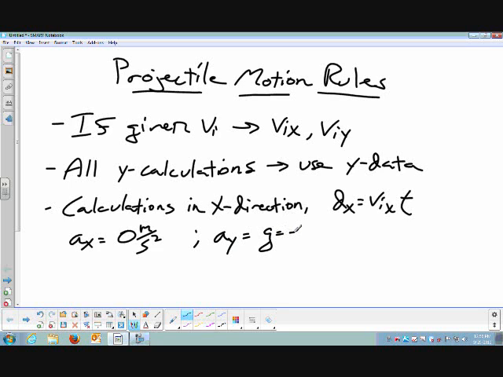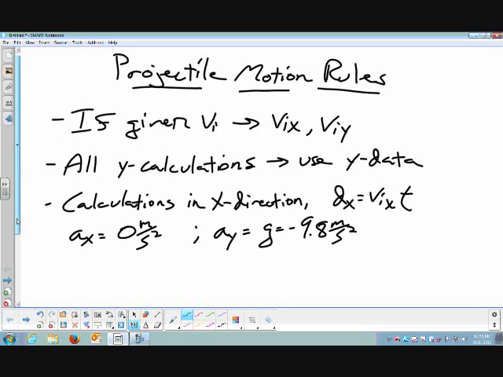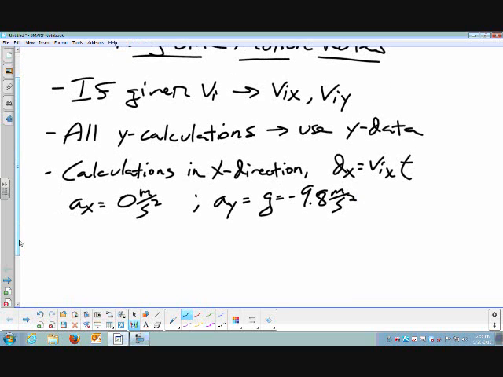Now, in the y direction, though, we use g. Unless there's some external source of providing an acceleration, this is pretty much the case almost all the time. So x calculations, constant velocity, and the y, we always use g for any type of acceleration.